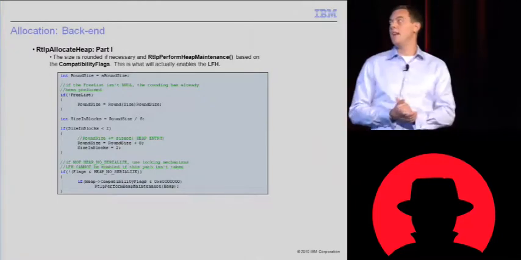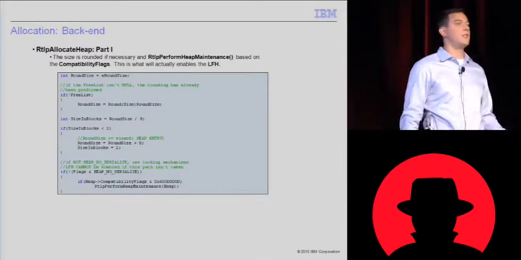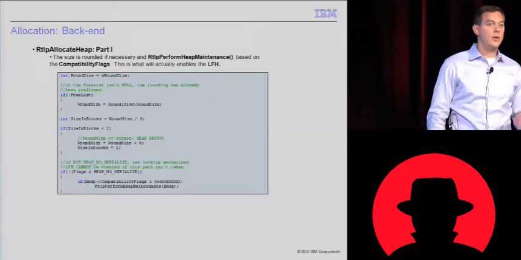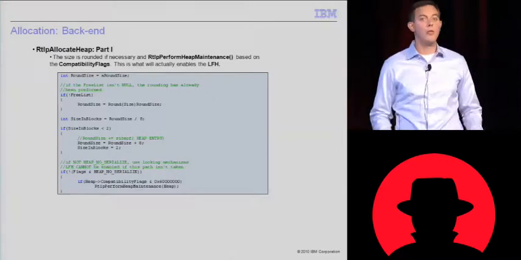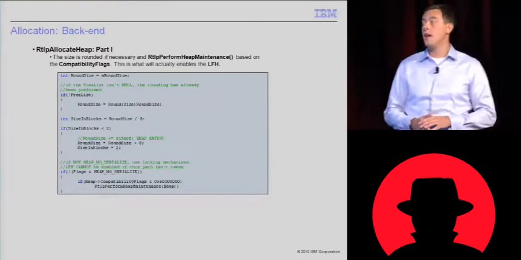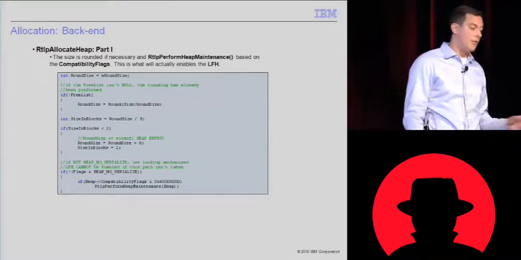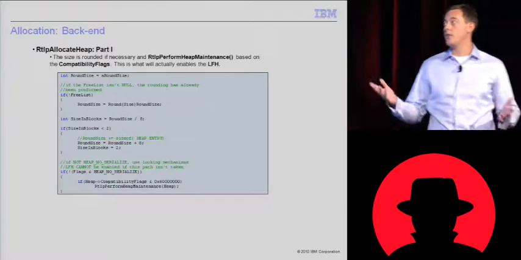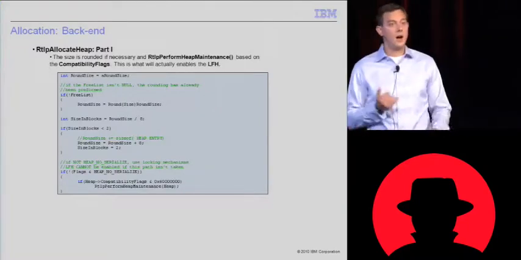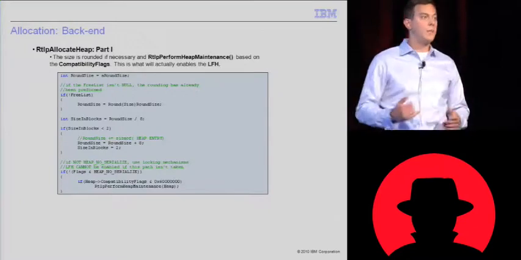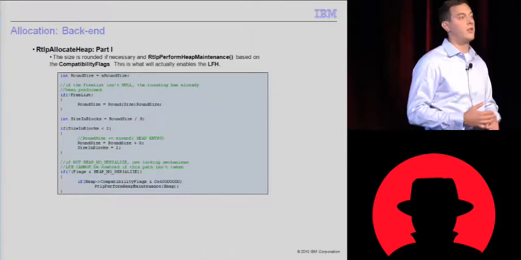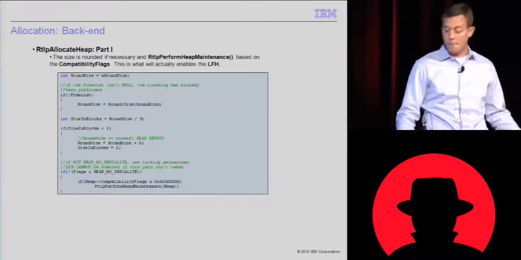The next thing it looks at is, does this heap support serialization? If it does not, the low fragmentation heap will never be used. You need to support serialization for the low fragmentation heap ever to be used. If serialization is supported, it checks the compatibility flags. If these certain flags are set, it calls this function, perform heap maintenance. This is what will actually activate the low fragmentation heap. If you just create a heap and start making allocations, they will not come from the low fragmentation heap. They will come from the backend manager until certain heuristics are met.